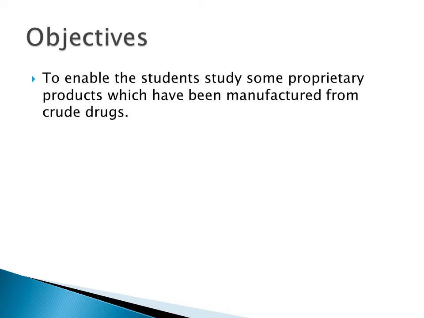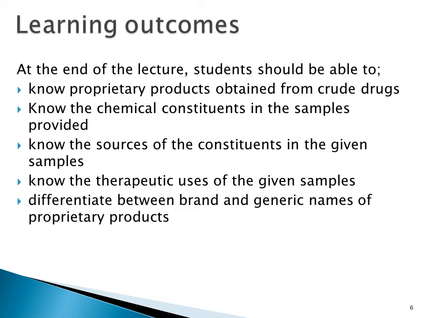The objective of this practical class is to enable you as a student to study some proprietary products that have been manufactured from crude drugs. The learning outcomes. So at the end of this practical class, you are expected to know some proprietary products obtained from crude drugs. You are expected to know the chemical constituents in the samples provided. You should be able to know the sources of these constituents in the samples.